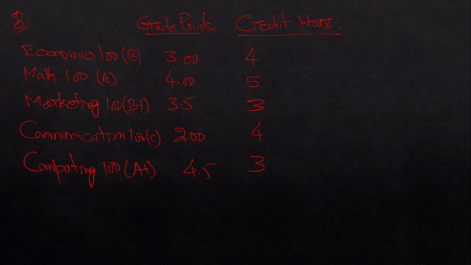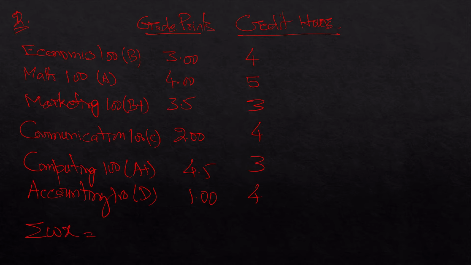And then we have accounting: 100, grade is D, it's 1 grade point, and the credit is 4. So if we want to find out the weighted sum, this we call the weighted sum.